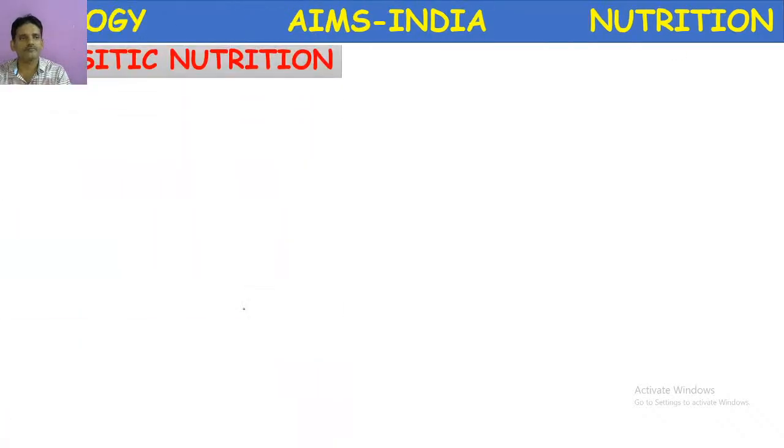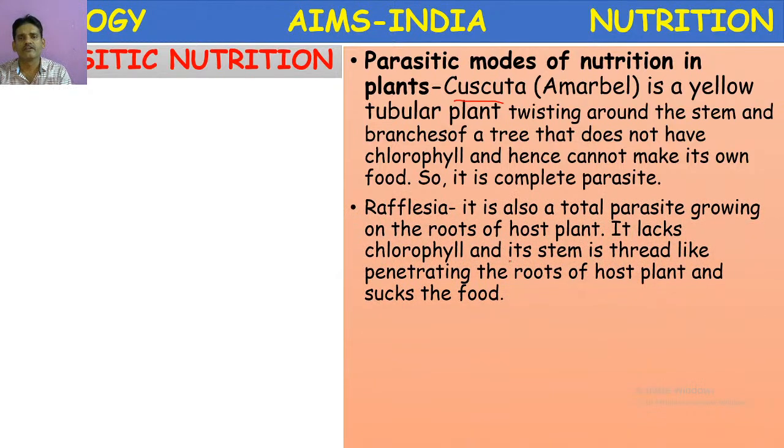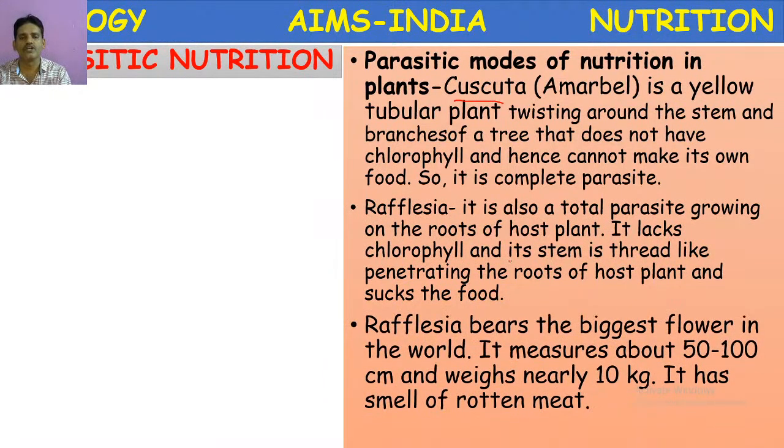Next, the parasitic mode of nutrition. Cuscuta is also called amarbel. It is a yellow tubular plant twisting around the stem and branches of a tree that does not have chlorophyll and hence cannot make its food. So it is a complete parasite. Cuscuta we can consider as a complete stem parasite. These parasites are of two types: stem parasites and root parasites.